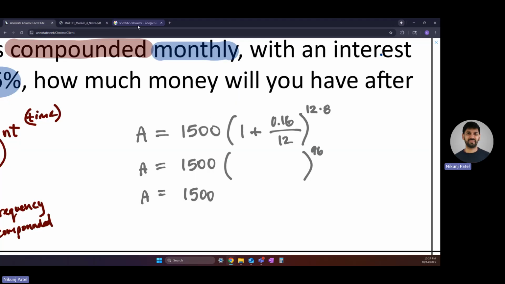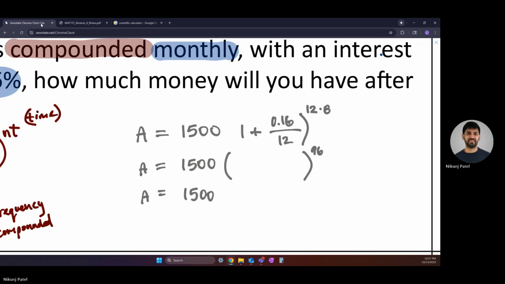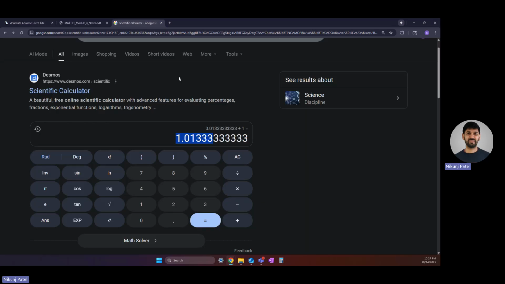And then add 1 to it. So plus 1. Okay, so this is our value that we want, 1.01. So this number should have been 1.013333 repeating. So now let's go back and we're going to take that number to the power of 96. So we're going to go exponent 96. So we get this now.